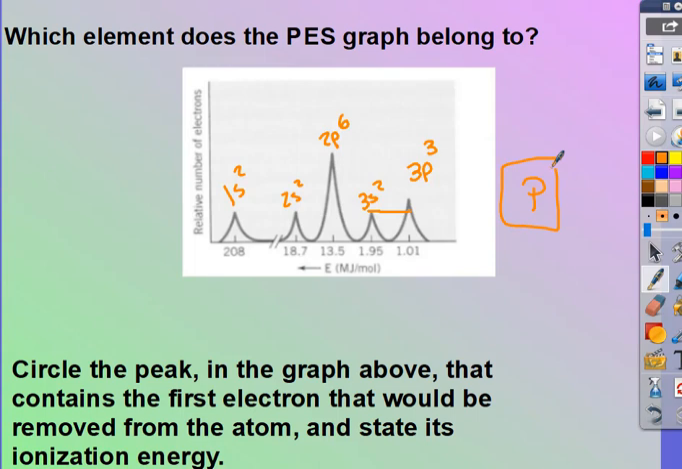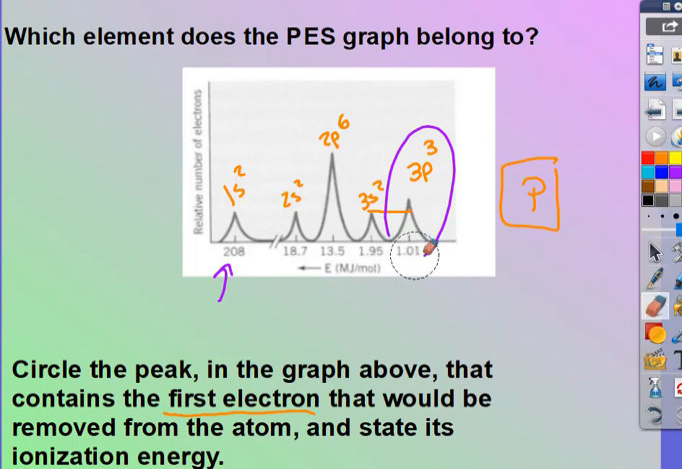The follow-up question says circle the peak in the graph that contains the first electron that would be removed from the atom. This would be referred to as the first ionization energy. And then state its ionization energy. So if I was to remove an electron, I wouldn't remove it from the 1s. That one would require the most energy to remove. I would remove it from the 3p. It's the farthest from the nucleus, and it would require the least amount of energy.